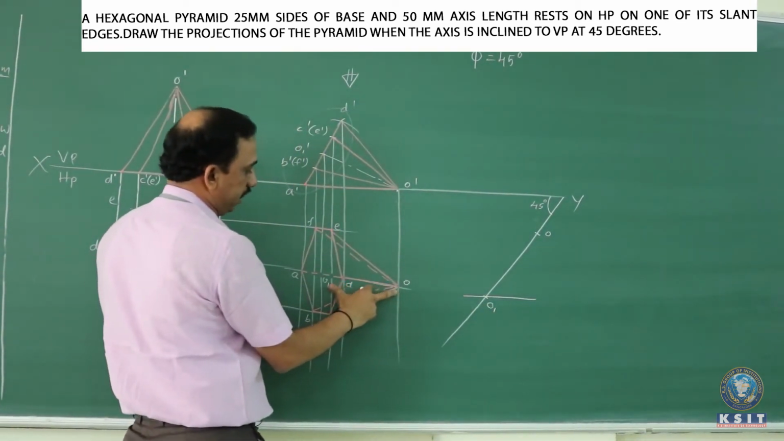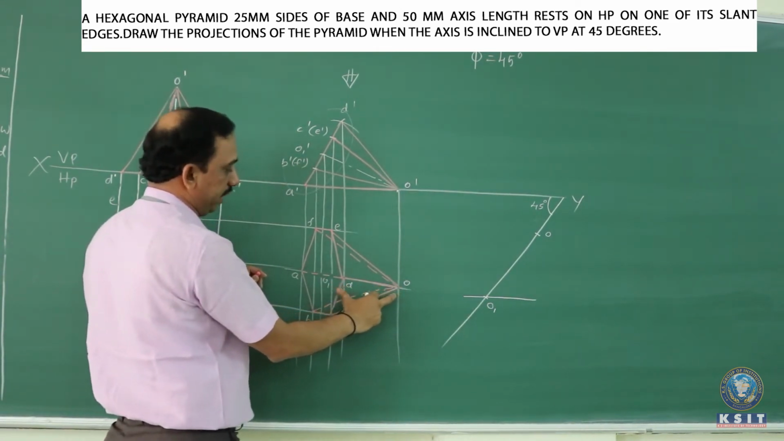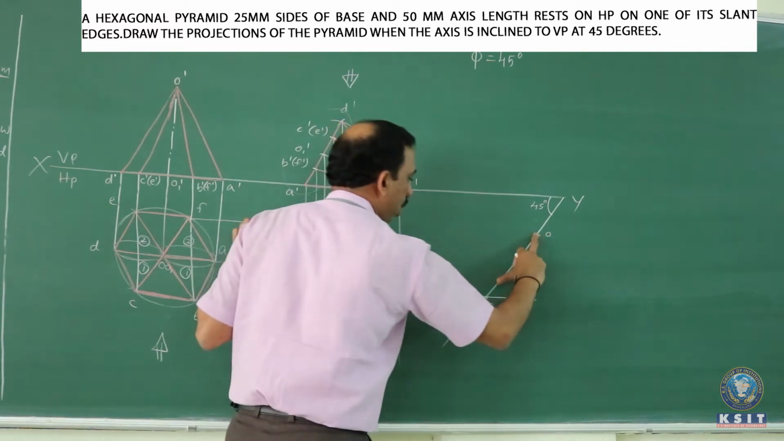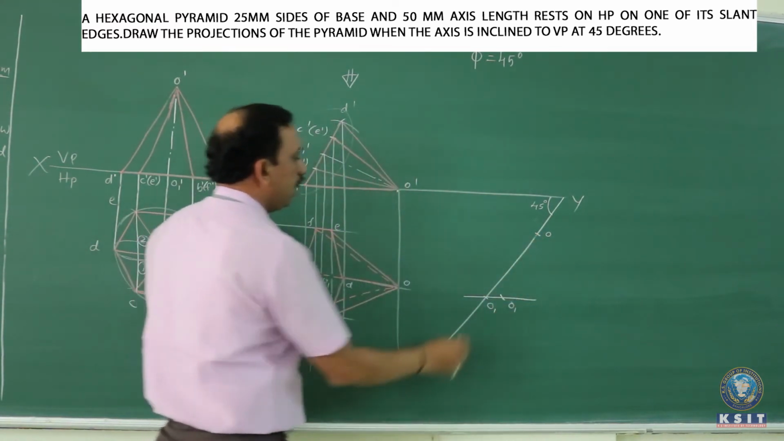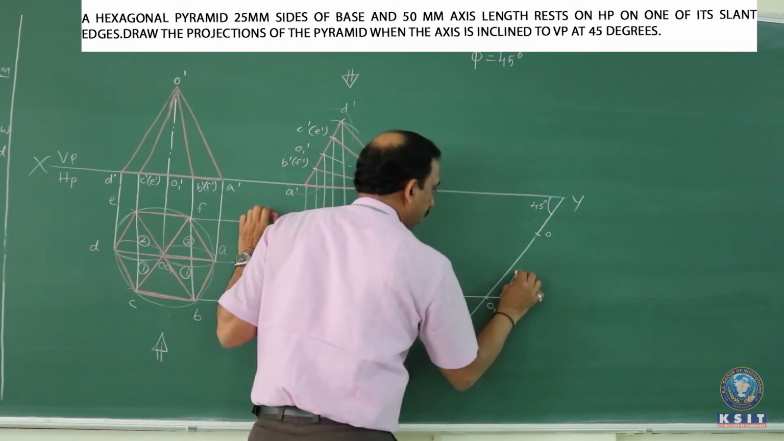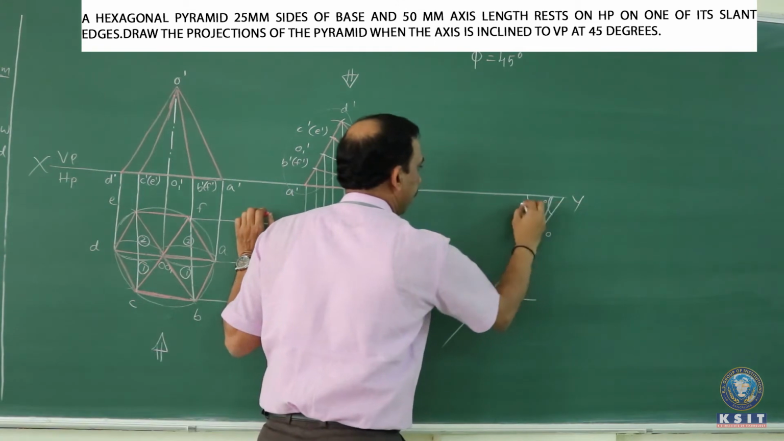Measure the apparent length of O to O1 from the second top view. Measure O to O1 with O itself as center. Cut this to fix new point O1. Join O to O1 as a thin line, extend this to the XO line. This is beta inclination.